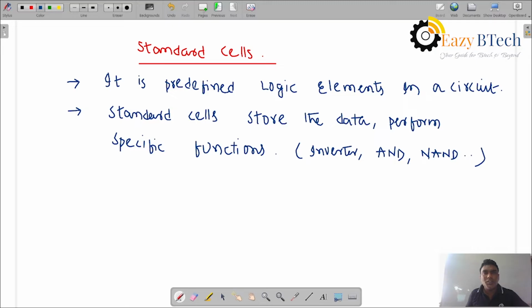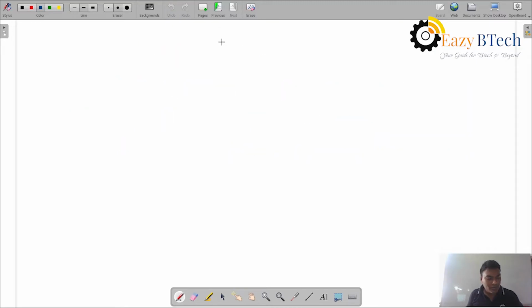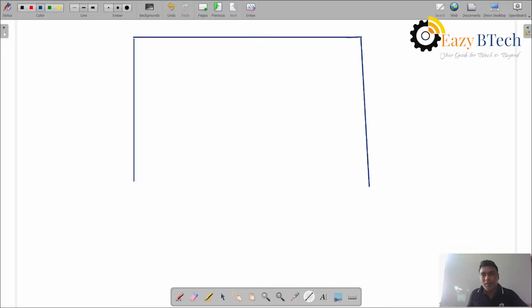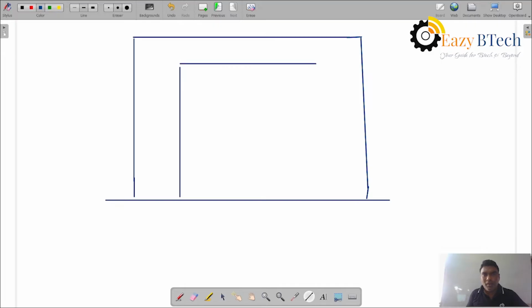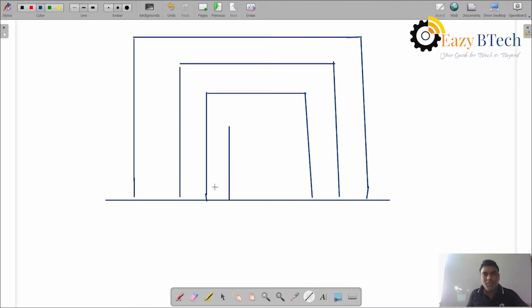Let us see the levels of abstraction of a chip, then we go for the FPGA. The first one is the chip level, the second one is the module level, this is a cell based design, and this is the transistor level representation.